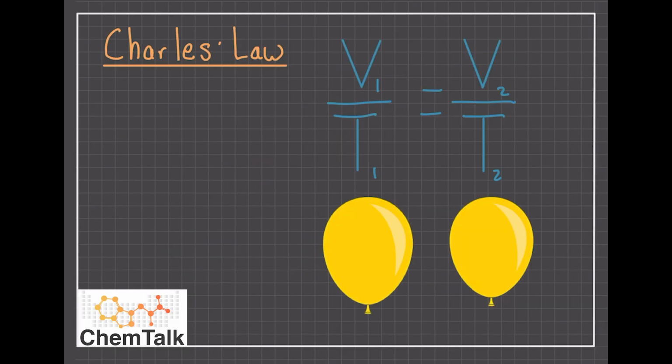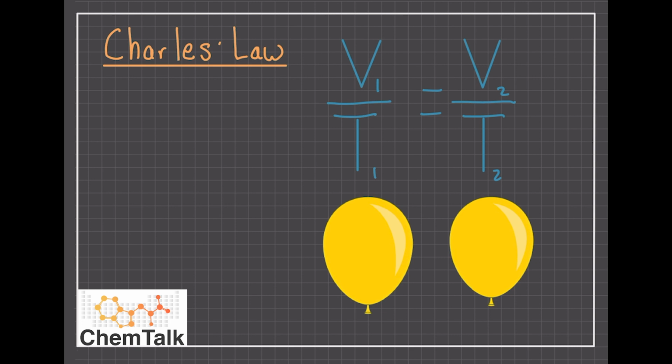Similarly to Boyle's law, Charles' law is derived from the ideal gas law, or PV equals nRT. Charles' law has pressure and moles held constant, which leaves us with volume and temperature. I like to think of Charles' law through the lens of a balloon. The greater the temperature, the greater the volume will be. For example, on the left side of the equation, you have V1 over T1 equals, and on the right side, you have V2 over T2.